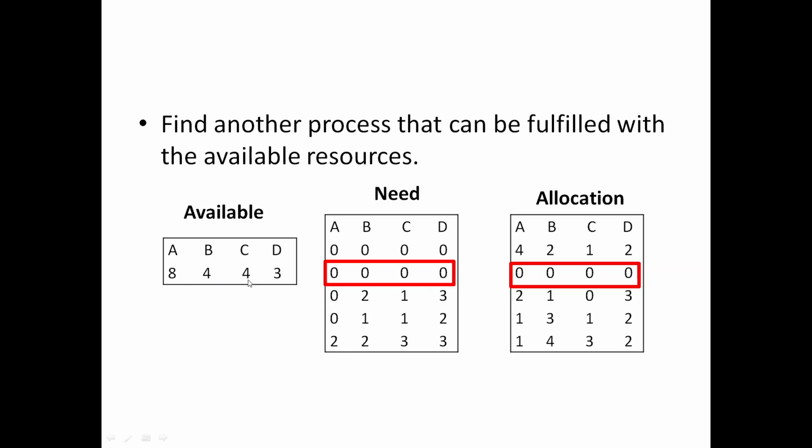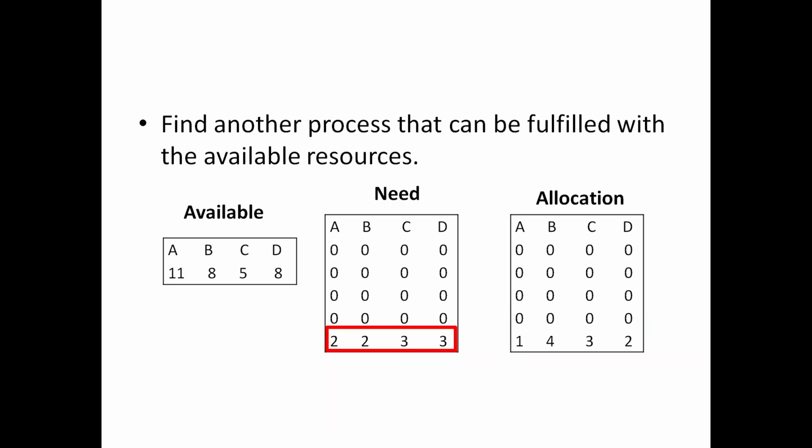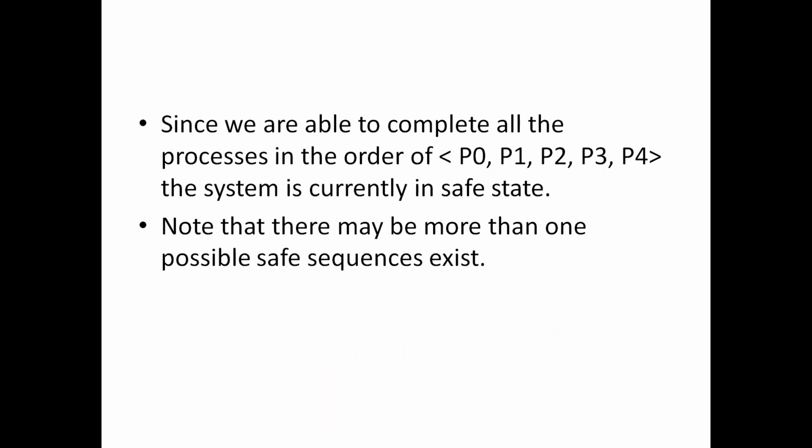So we are just going to continue the same process. Can we complete the next process in this way? Yes, it is possible. So we just take back all the allocated resources from the next process, that is P2. So 8 plus 2, 4 plus 1, 4 plus 0, and 3 plus 1. We are going to have these many resources available. So definitely we can complete the next 2 processes. So we are going to just complete that, collect all the resources, and then the last process is also completed.